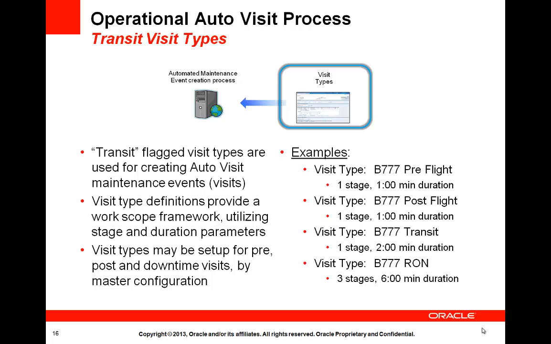An example may be a visit type of B777 pre-flight, which contains 1 stage and has a 1-hour minimum duration. You may have an accompanying post-flight visit. You may also have a transit visit, which has a single stage and a 2-hour duration, or you may have a more complex RON or remain overnight visit, which could have 3 stages and could be 6 hours of minimum duration. Each of these is important in evaluating the operational parameter rows. We will now review the visit type setup within cMRO to get a better understanding.